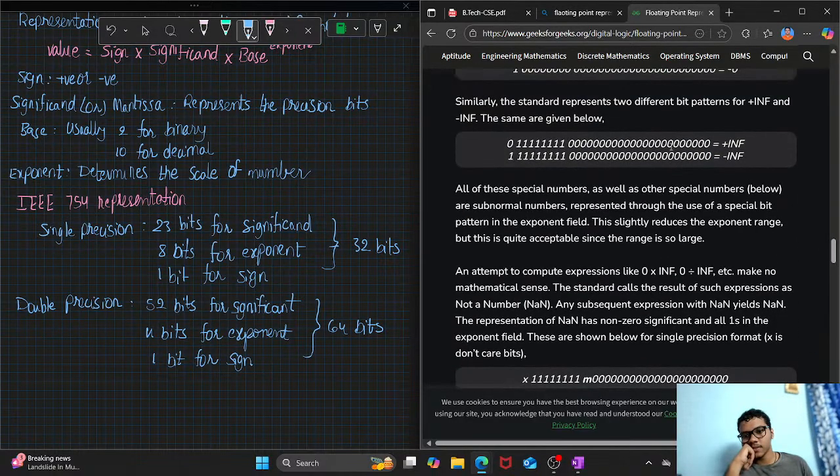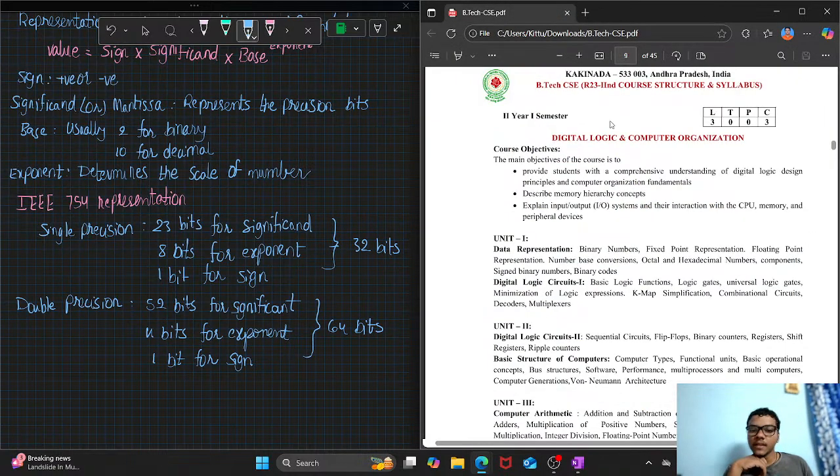I think this represents infinity. I think this is enough for the floating point representation.